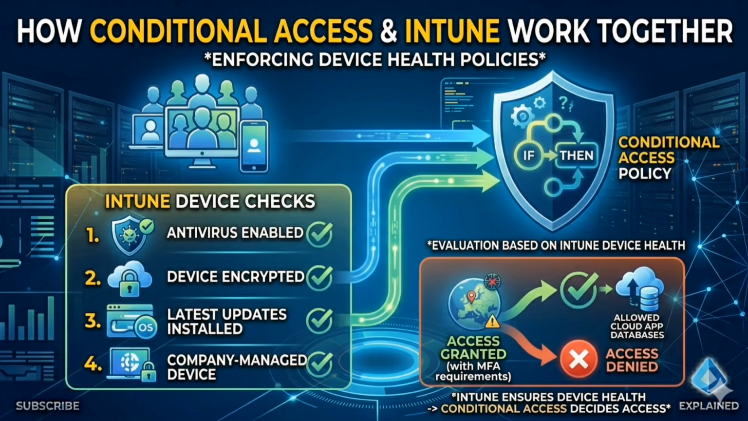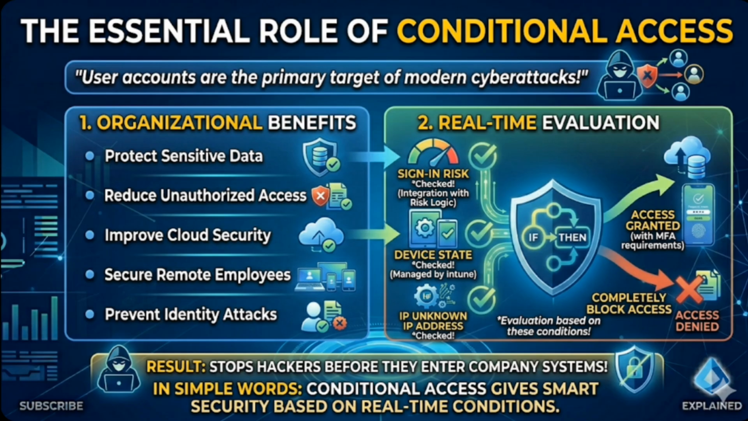Conditional access works very well with Microsoft Intune. In Microsoft Intune, it checks device health. For example, if antivirus is enabled on the device or not, if the device is encrypted or not, whether the latest update has been installed, and if it is a company managed device. Conditional access uses this information to decide access. This creates a powerful security model called zero trust.